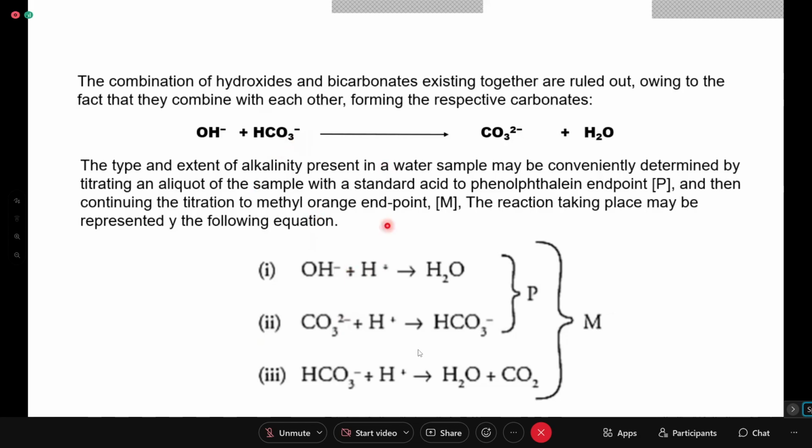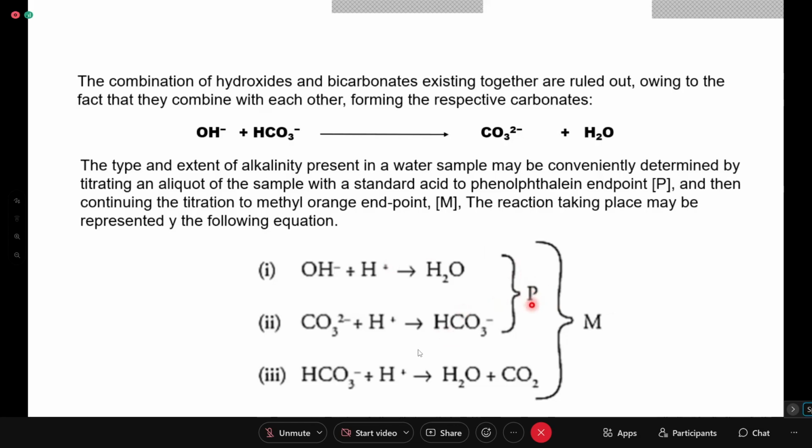Okay. Now, when you go for titrating the alkalinities, hydroxide, carbonate, and bicarbonate, it is seen that when you titrate with HCl or H plus, the first one to undergo titration is hydroxide, forming H2O. And the carbonate is half neutralized at the P endpoint, leading to formation of HCO3 minus. So these two reactions, hydroxide neutralization and half neutralization of carbonate, take place at the phenolphthalein endpoint, when your solution changes from pink to colorless. That is the P endpoint.